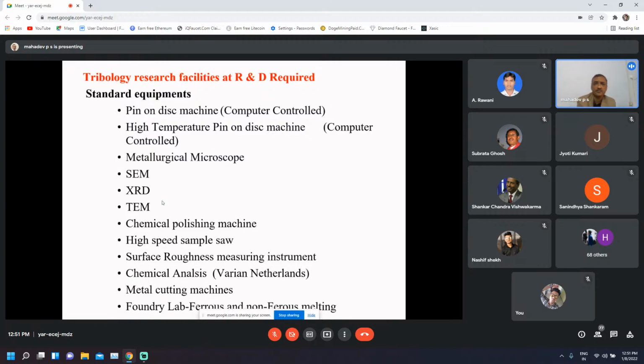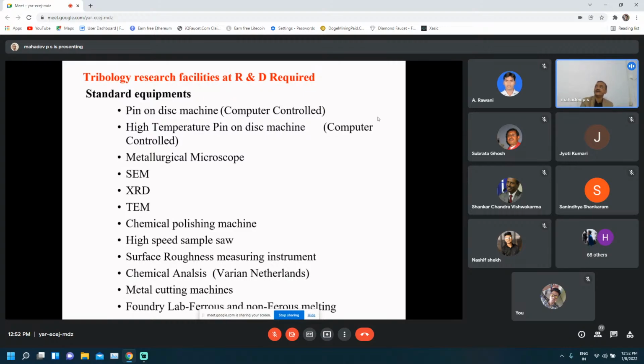If there is any kind of improvement in the mechanical properties like tensile or hardness, then you will go for the wear properties also. For the wear properties to be checked, you need to have the standard equipment as follows. So one is the pin on disk machine. This is called POD, that is a computer controlled machine.